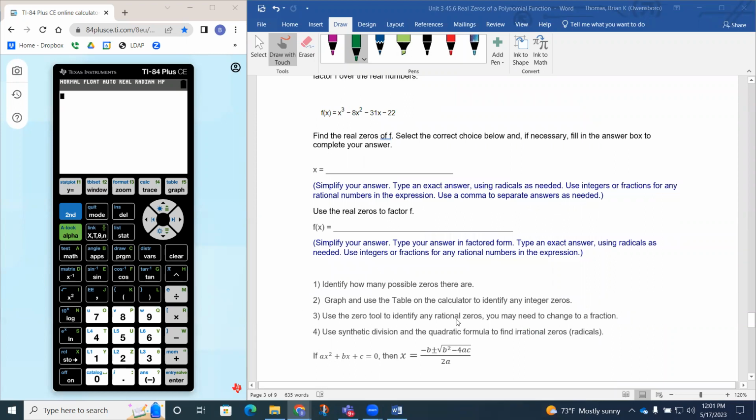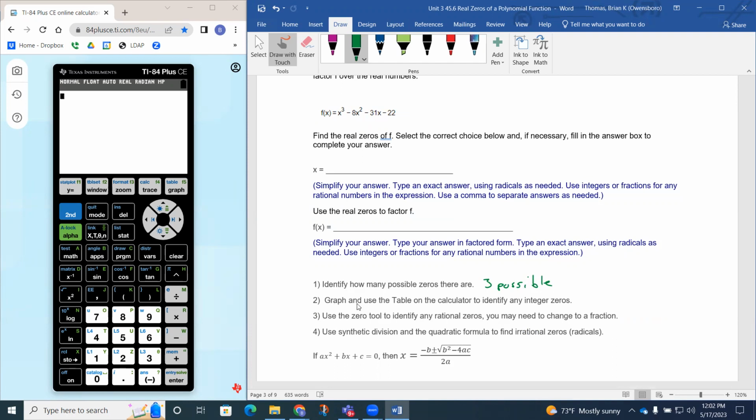The first thing we want to do is identify how many possible zeros there are. And that's going to be the degree of the polynomial. Since our function is f of x equals x cubed minus 8x squared minus 31x minus 22, we do have three possible zeros. Notice that we don't have to have three, there's three possible. So if we find three, we're definitely done. If we don't find three, there may be some extra work to do.